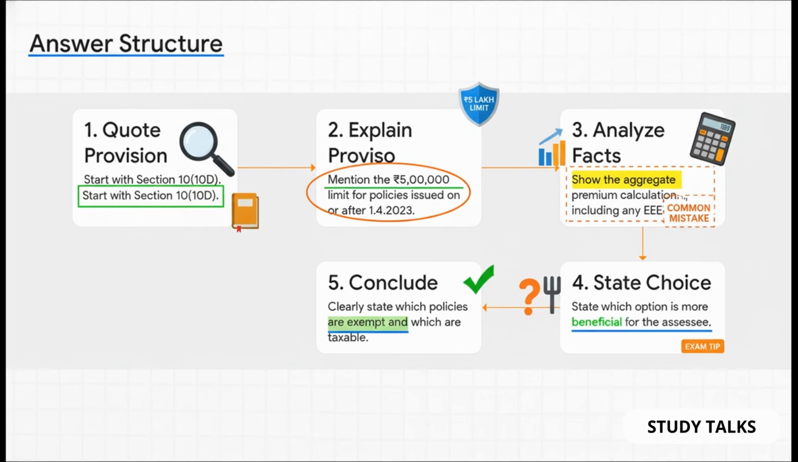First, always quote the provision. Start your answer by name-dropping Section 1010. Second, explain the new rule. You have to mention that 5 lakh limit. Third, analyze the facts. This is where you show your calculation, and please don't forget to include the EEE LIP premium. Fourth, state the choice. You have to explicitly say that the assessee can choose the most beneficial option. And finally, number 5, conclude. Give a crystal clear final statement on what's exempt and what's taxable.